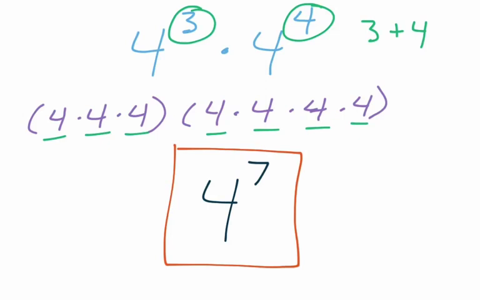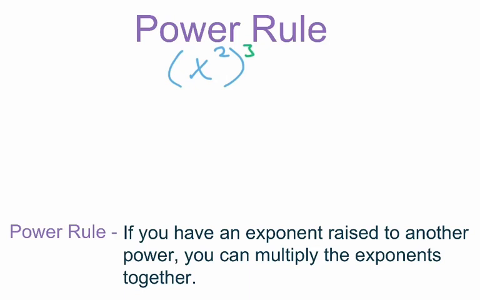Not too terribly complicated. Okay, so let's look at the power rule then. This is the second one we're going to look at, and this has to do with exponents raised to another power. We've got this first example, x squared. You'll see it's in parentheses, and then it's got that cubed on the outside. So this is like x squared to the 3rd power, x squared cubed. Here's what the power rule says, and make sure you have this definition down. If you have an exponent raised to another power, you can multiply the exponents together.